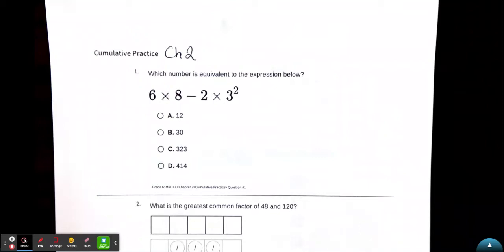Welcome to our answer key for the cumulative practice for chapter 2. So number 1 says which number is equivalent to the expression below. So we need to simplify this using PEMDAS.